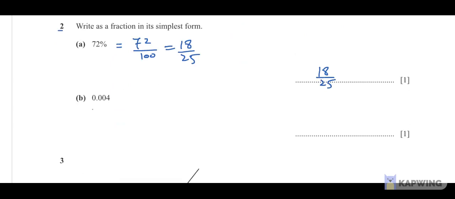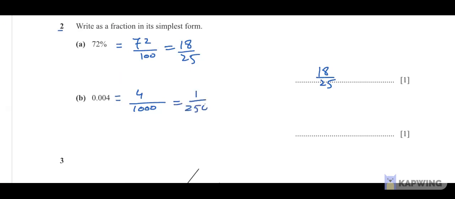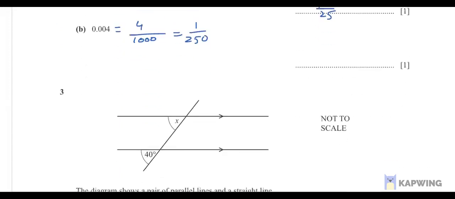Okay. Part B. To write it as a fraction in the simplest form, it will become 4 over 1000, because after the decimal there are 3 digits, so you will divide by 1000. In the lowest form, if you write 4 divided by 1000, it will be 1 over 250. So question 1 and 2 are very simple questions.